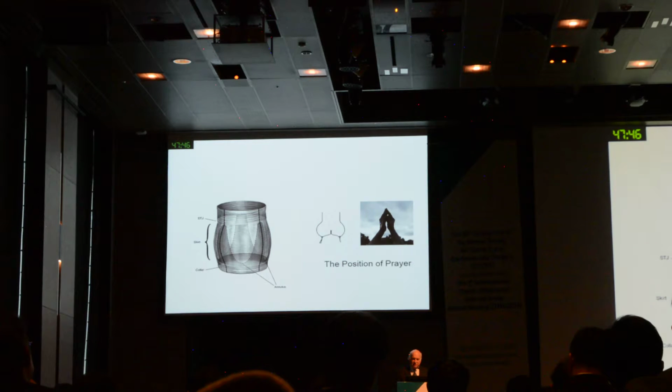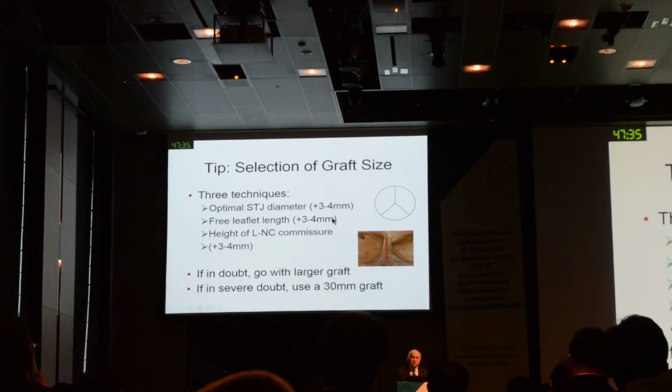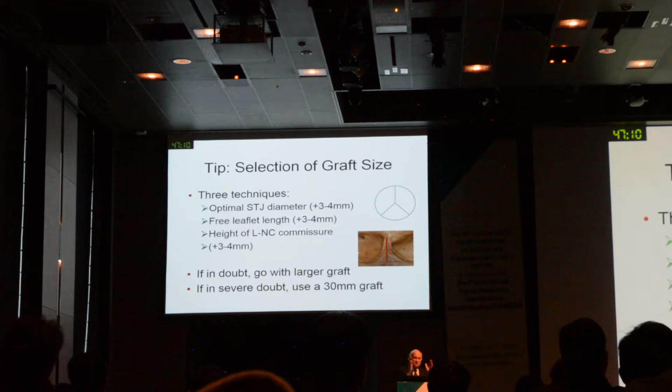So this just shows how with the Valsalva graft, the aortic valve sits entirely in the sinus segment of graft, and the closure is the position of prayer. Many surgeons who are starting this operation wonder what is the best way to choose the graft size. I just showed you one technique which is based on the sinotubular junction, and I can tell you that most experienced surgeons with this operation do the same. They use an eyeball technique to see at what sinotubular junction the leaflets come together. But there are other ways.